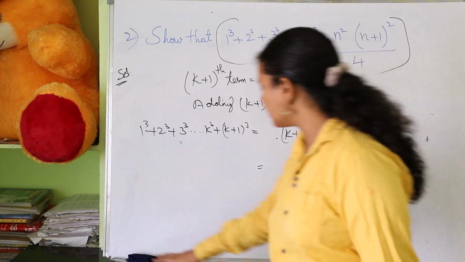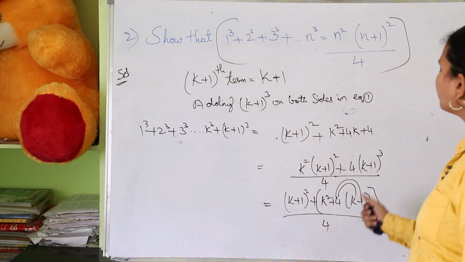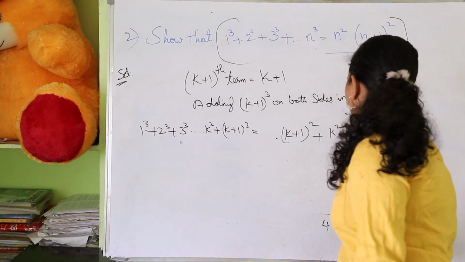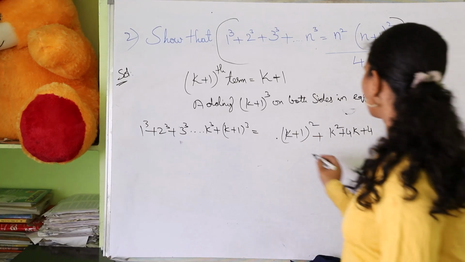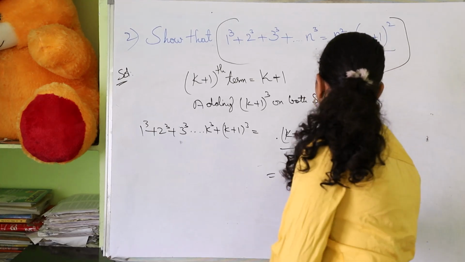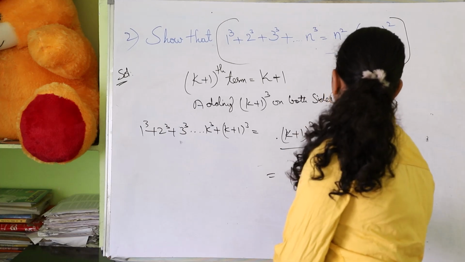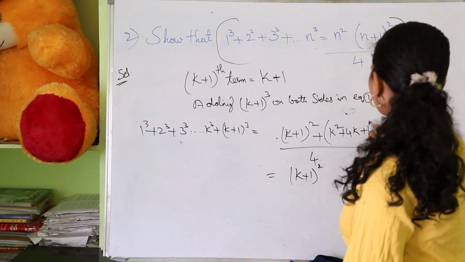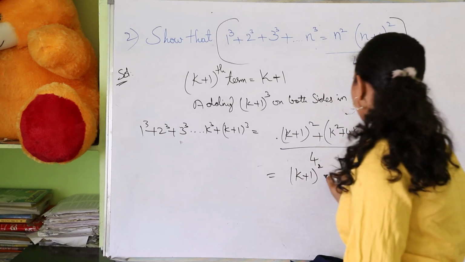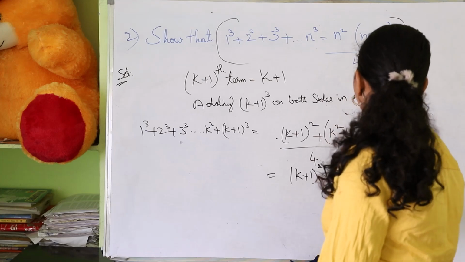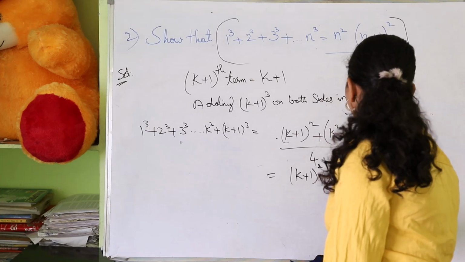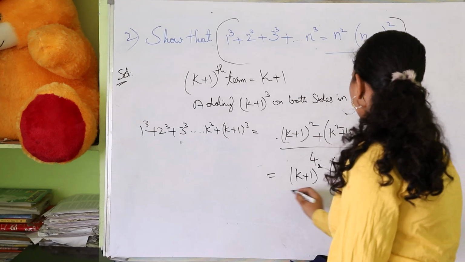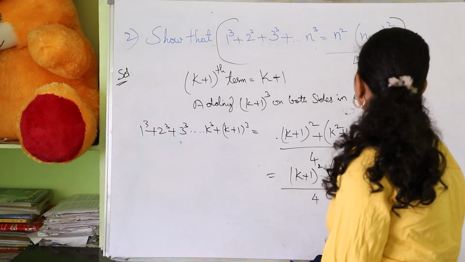Clear till here? Now what you do guys is, you go with the a plus b whole square formula. Here you have k plus 1 whole square as it is. Now here we have k square plus 4k plus 4. This becomes k plus 2 whole square. Okay, k plus 2 whole square by 4.